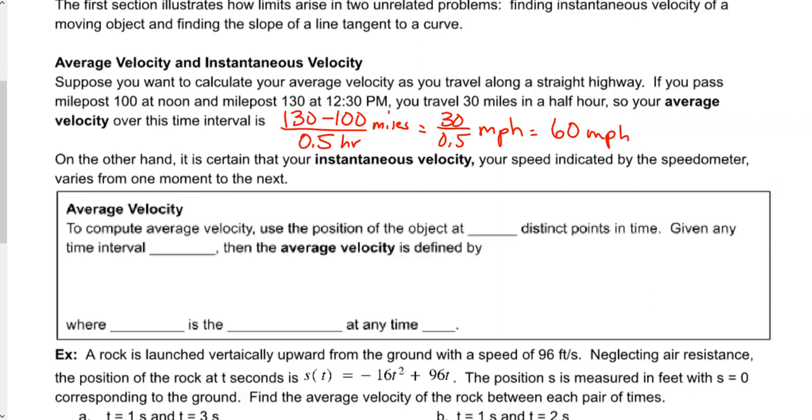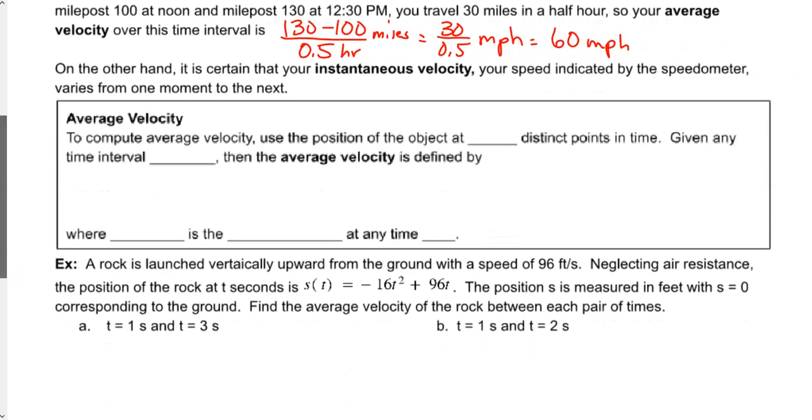So when we talk about average velocity, we're talking about over an interval of time. When we talk about instantaneous velocity, that's when we're looking at our speedometer at one single second. What is your speed at that time? Okay, so that's the main difference of those two. Average velocity, we don't need calculus for. Instantaneous velocity, we need calculus for.